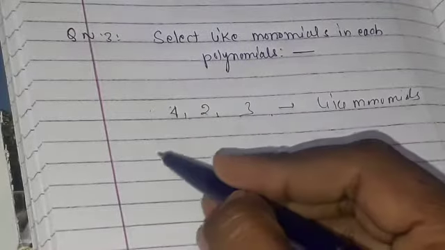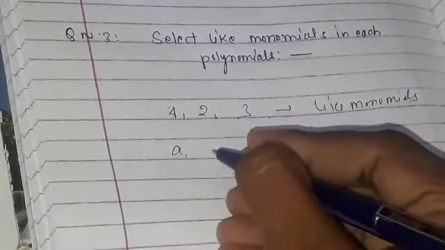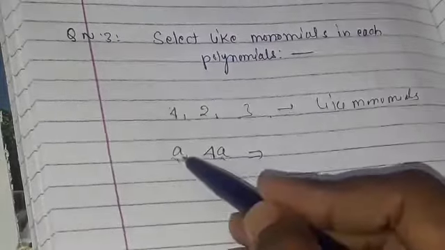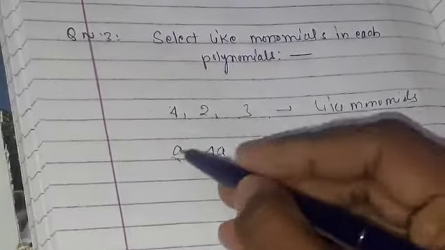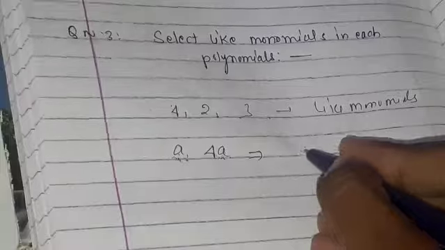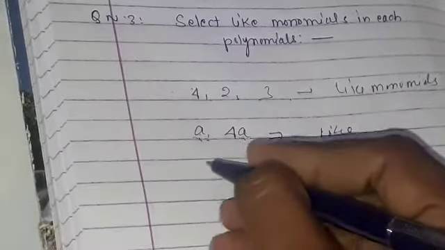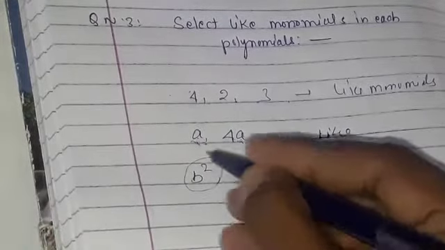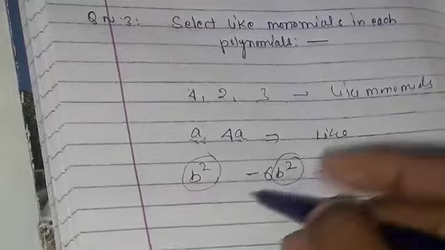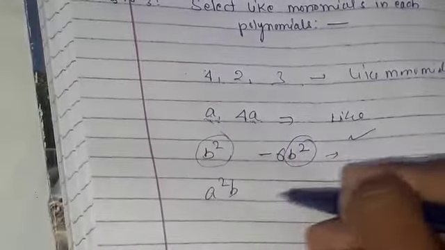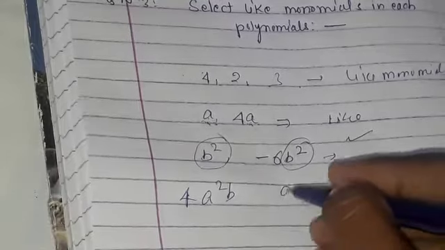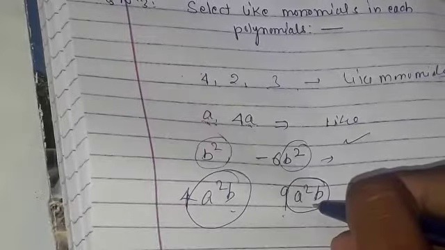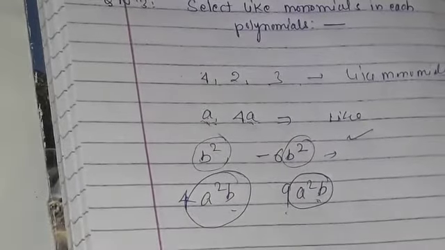But if I am talking about variables, a and 4a, in both terms a is common, class, the variable a is here, so it is also like monomials. If I am talking about b square and minus 6b square, only concentrate on b square and b square, like monomials. A square b, 4a square b and 9a square b. A square b is in both terms, so it is also like monomials.